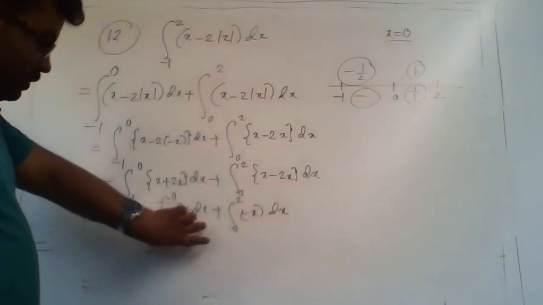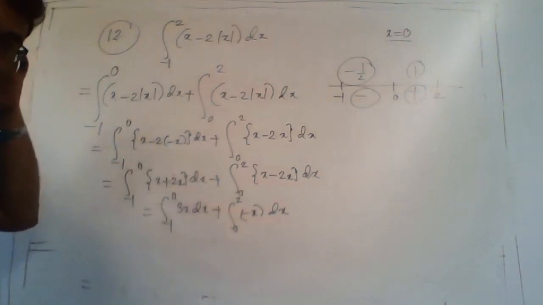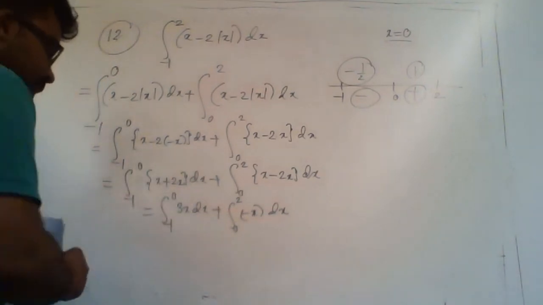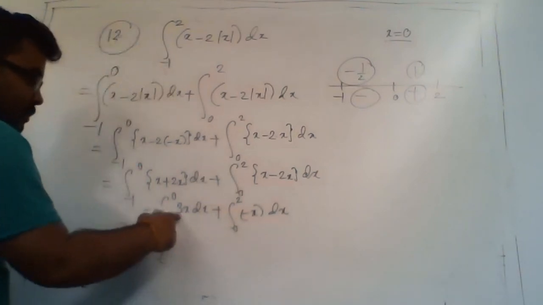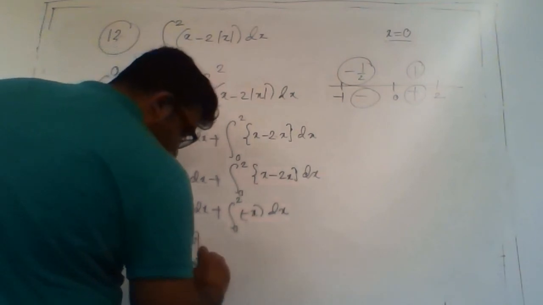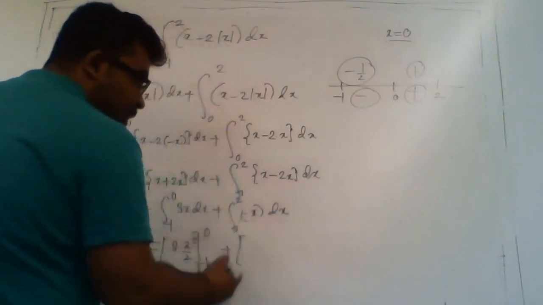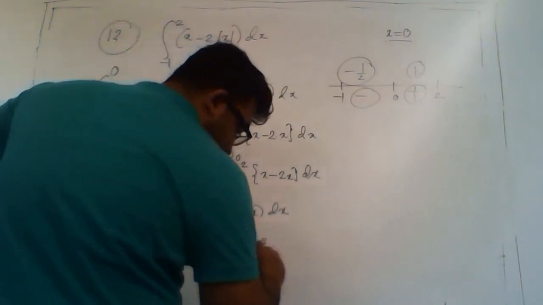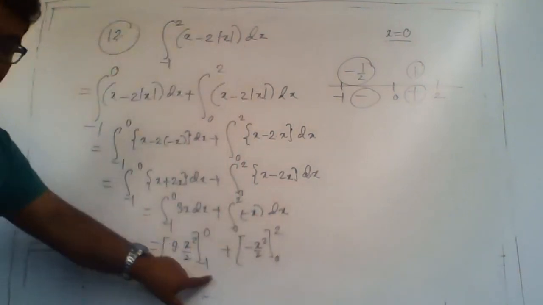Now, how to find out them? So these are pure definite integrals, no bar, nothing. So our old techniques apply. First, find out the corresponding indefinite integral. The indefinite integral of 3x is 3x squared by 2. Put minus 1 and 0 because we need to put them. The indefinite integral of minus x is minus x squared by 2. Put the top value, the bottom value, and take their difference.